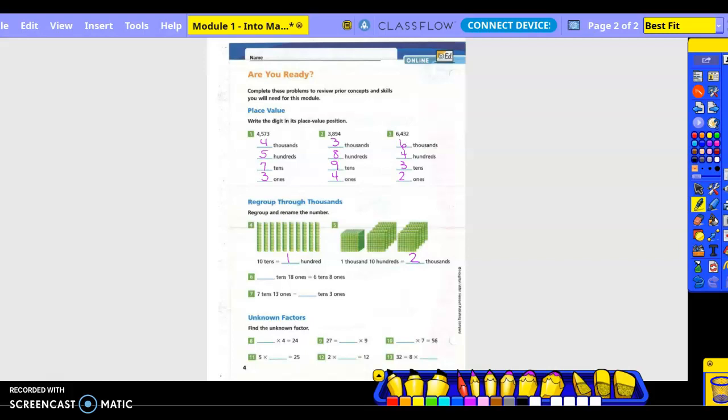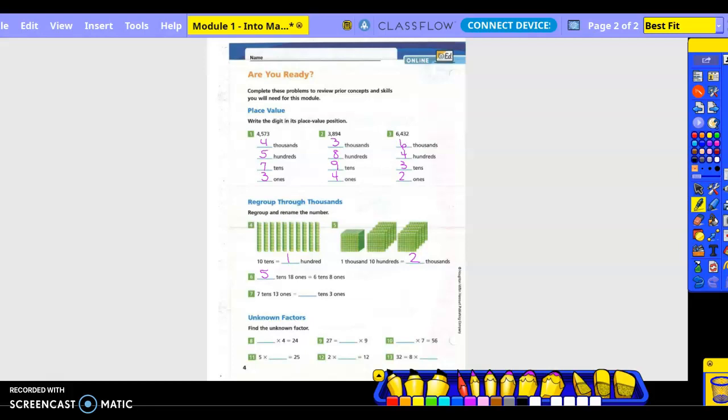They tell us there's 6 tens and 8 ones. So they regrouped. So instead of having 6 tens, there were what? 5. So they had 5, and then they took 10 of those ones and put them in a group together to make what? 5 plus 1, which was 6.